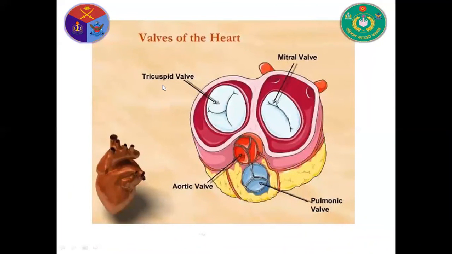Now, the position of valves. This is called the tricuspid valve. Tri means three flaps are present here. Look, this is one, one, and one. These three flaps are present here, so it is called the tricuspid valve. It is present between the right atrium and right ventricle. And there are only two flaps, one and one. So it is called the bicuspid valve or mitral valve. It is situated between the left atrium and left ventricle.